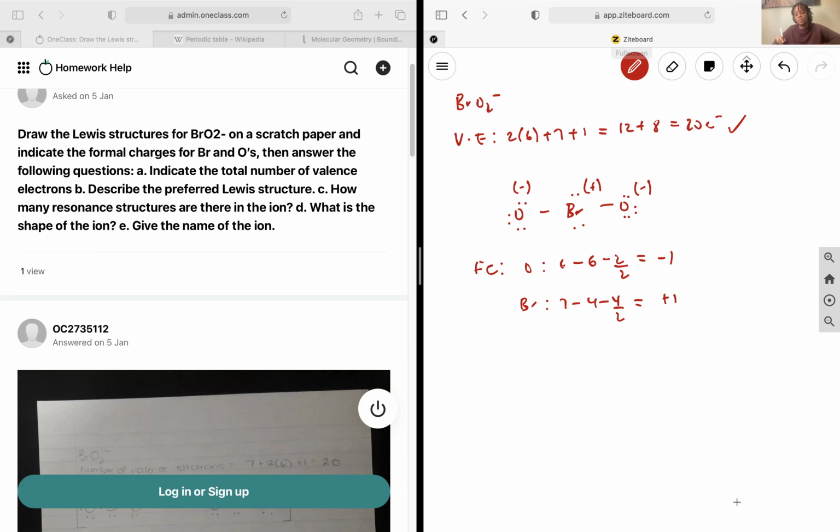And here we can see that we can actually reduce the individual formal charges if we get rid of one negative and one positive. And the best way for us to do that would be for us to add a double bond on one of them. And so that would cancel out those electrons. And so let's double check we still have our 20. So 2, 4, 6, 8, 10, 12, 14, 16, 18.